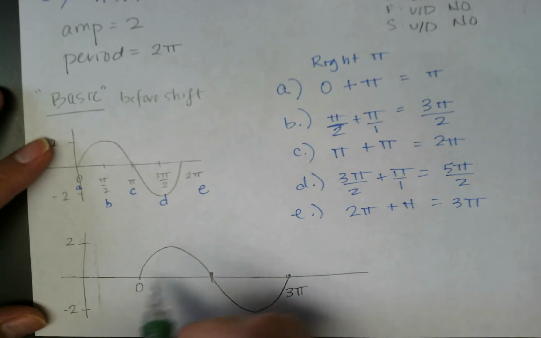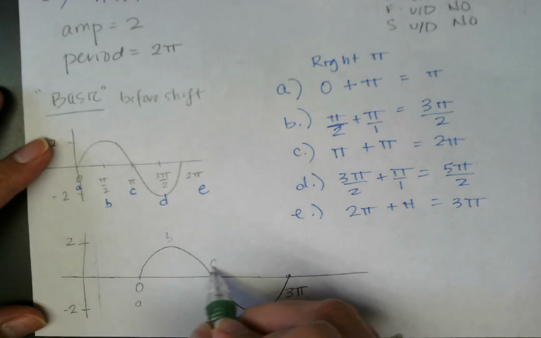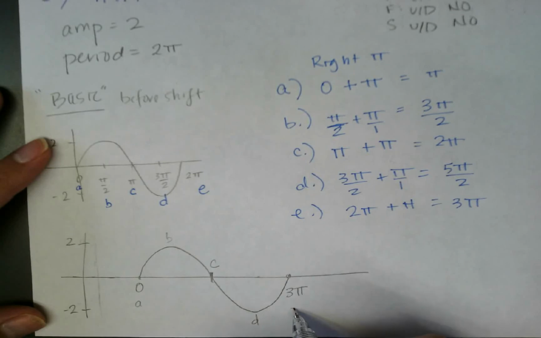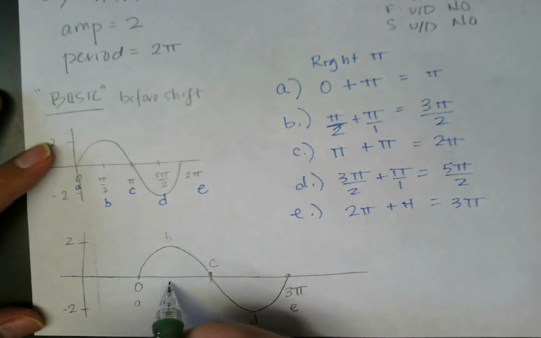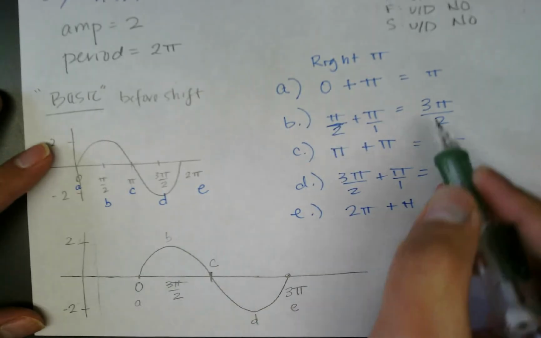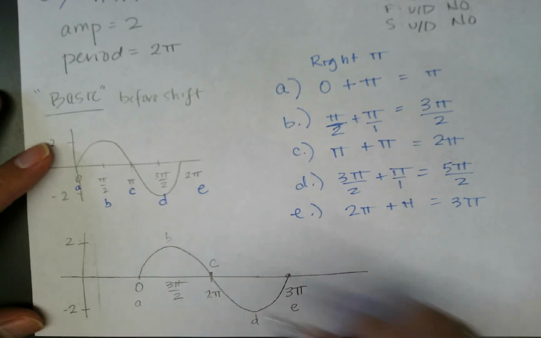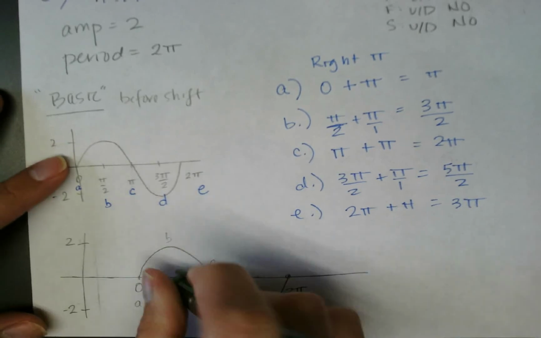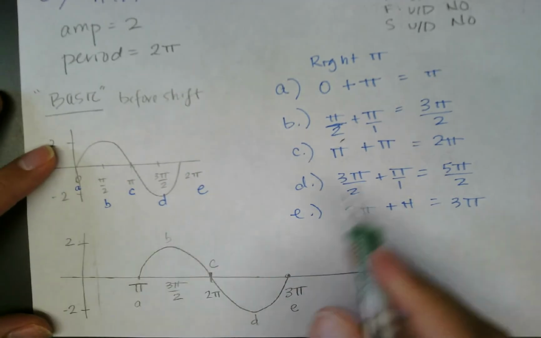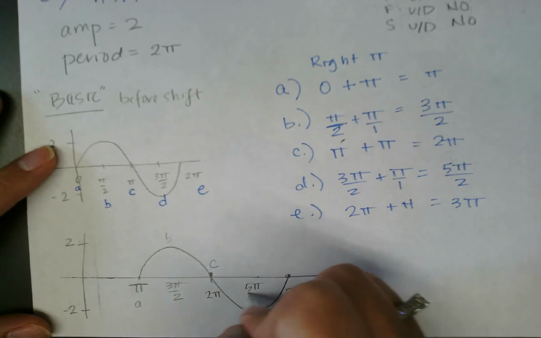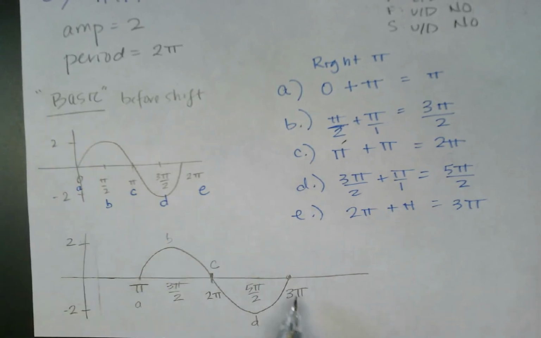This guy is A, this guy's B, this guy's C, this guy's D, this guy's E. Alright, B, 3 pi over 2. C, 2 pi. Okay. Oh, that's not 0. That's pi. Okay. And D, 5 pi over 2. And does that make sense? What's halfway between 1 pi and 3 pi? Oh, 2 pi. Oh, look at that. Okay, so that does make sense.